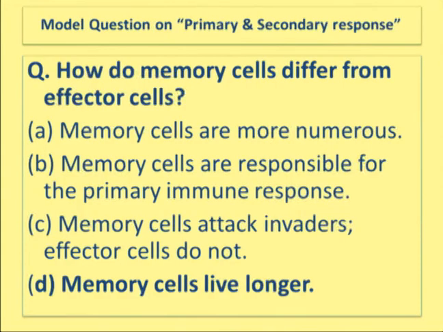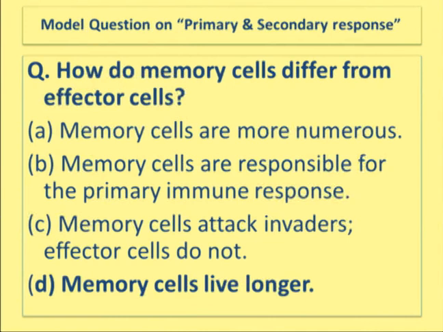Likewise, there are certain questions like how are memory cells different from effector cells? Memory cells are developed during the primary immune response. Memory cells are more numerous. Memory cells are responsible for the primary immune response. It is not like that. Memory cell attacks invaders, effector cells do not. It is not like that. Memory cells live longer. Yes, memory cells live longer.